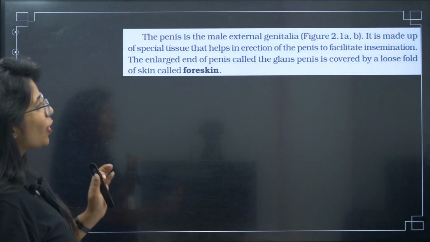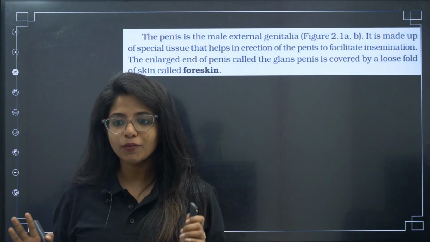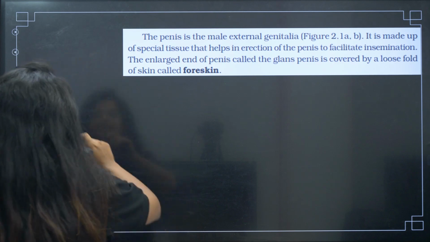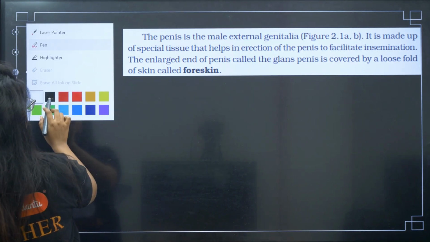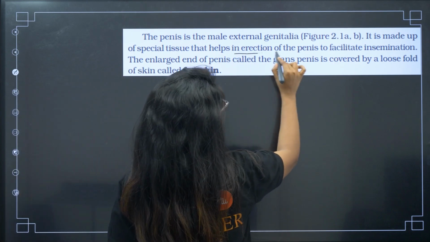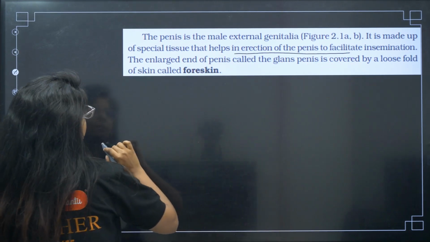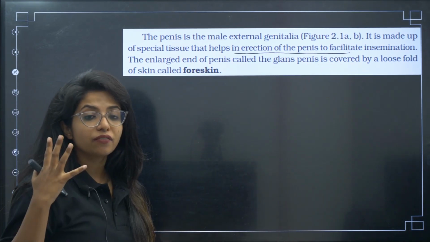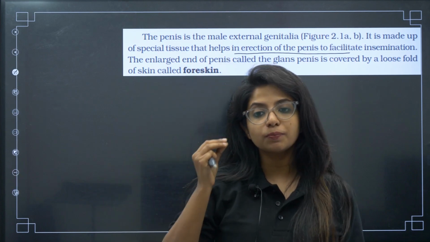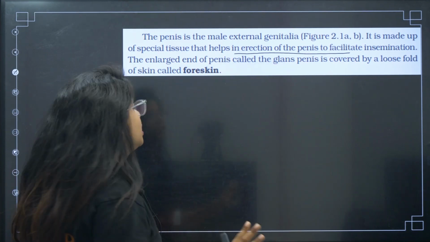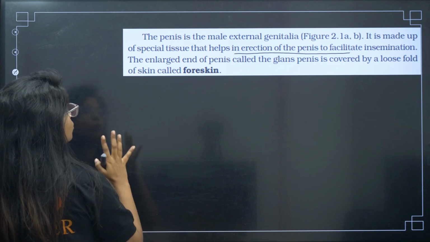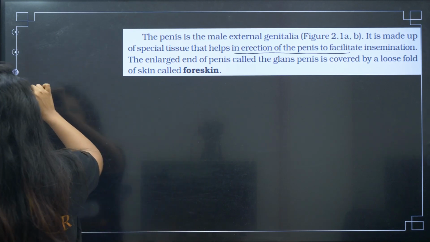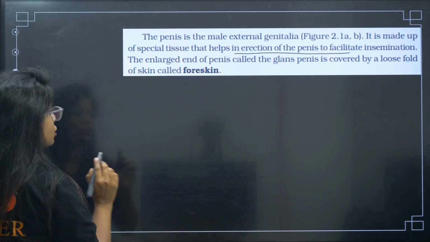Now we will talk about the male external genital organ. What is the male external genital organ? It is the penis. It is made up of special tissue that helps in erection of the penis to facilitate insemination. Obviously, if it does not have erectile tissues, do you think the sperm can inseminate? No. The enlarged end of the penis is known as the glans penis and is covered by a loose fold of skin known as foreskin. I think I have to draw this and show it to you.